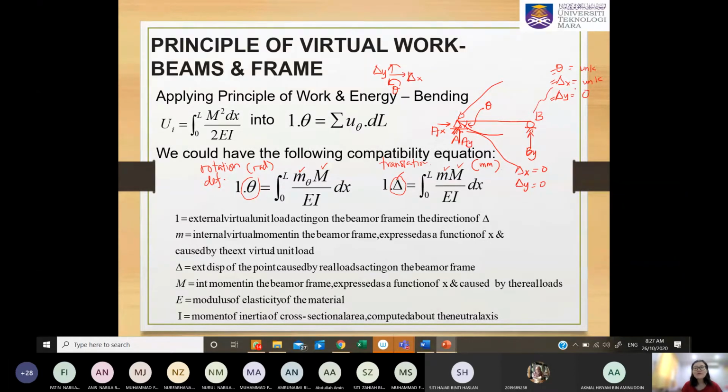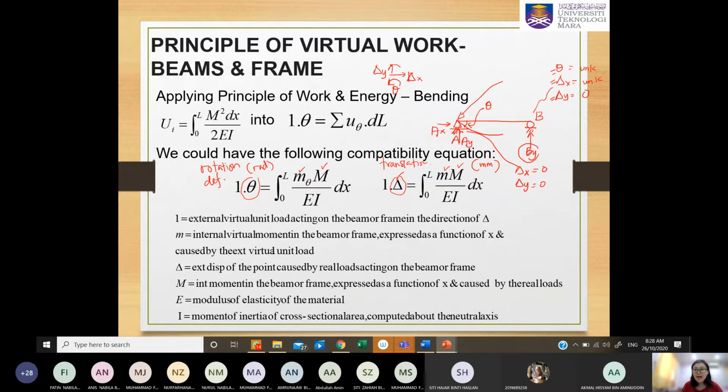A very simple tip to guide you: whenever you have a support reaction in a direction, for example at B, it means that direction is restricted from movement. It cannot move in the Y direction unless the support settles. For example, if support B settles 1 mm, then of course it will deflect 1 mm because of the support settlement. But if there is no support settlement, B cannot move down, whatever the reason.